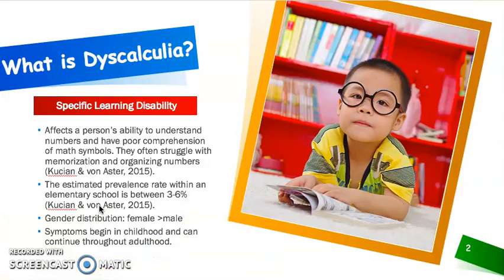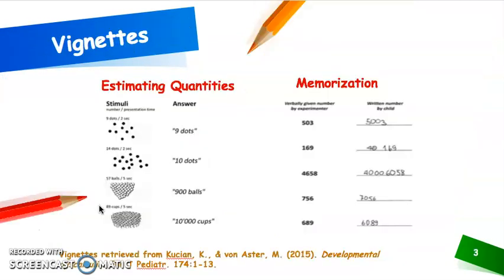Dyscalculia is a specific learning disability that affects a person's ability to understand numbers and have core comprehension of math symbols. They often struggle with memorization and organizing numbers. The estimated prevalence rate within elementary school is between 3 to 6%. For example, in a school of 500 students, this would affect roughly 15 students. And out of those 15 students, a majority would be female instead of male. Some of these symptoms begin in childhood and can continue throughout adulthood if they don't receive the proper assistance.